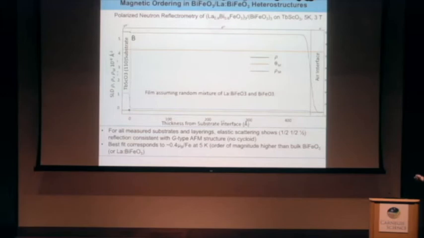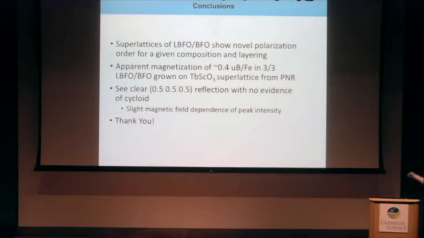And so we've also done elastic scattering, just to note that our elastic scattering is consistent with half-half-half G-type ordering with no cycloid. And with that, I'm going to leave at my conclusions.